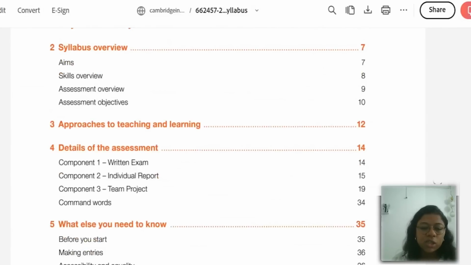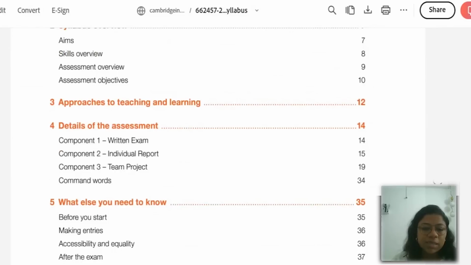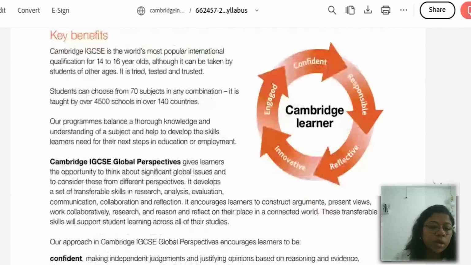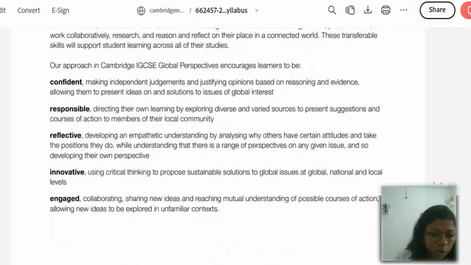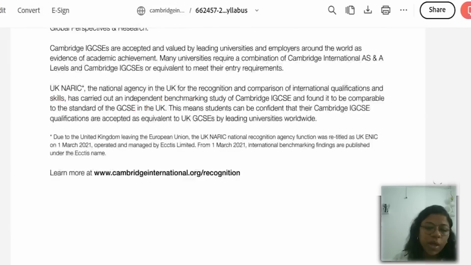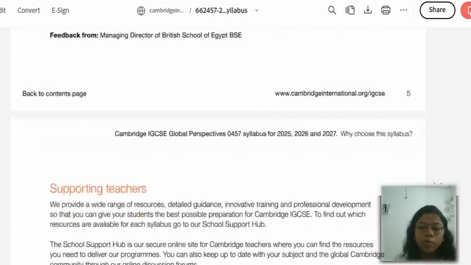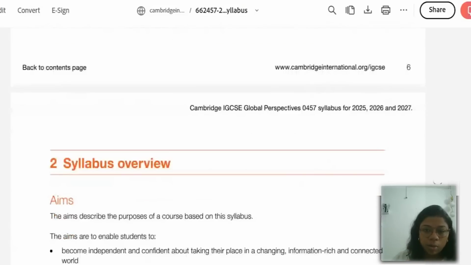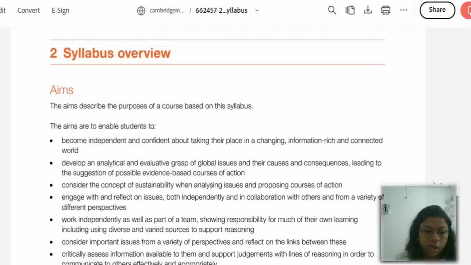So yeah, let's start. The first component, as you can see on my screen, is the written exam. Second is the individual report, and the third component is the team project. I hope you all must have started with the team project and individual report in school by now. In case you're appearing for the exam in 2025. If you're appearing for the examination in 2026, you will be starting with that shortly, and there will be a lot of orientations happening in your school as well, formation of the group and proper group for the team project especially.